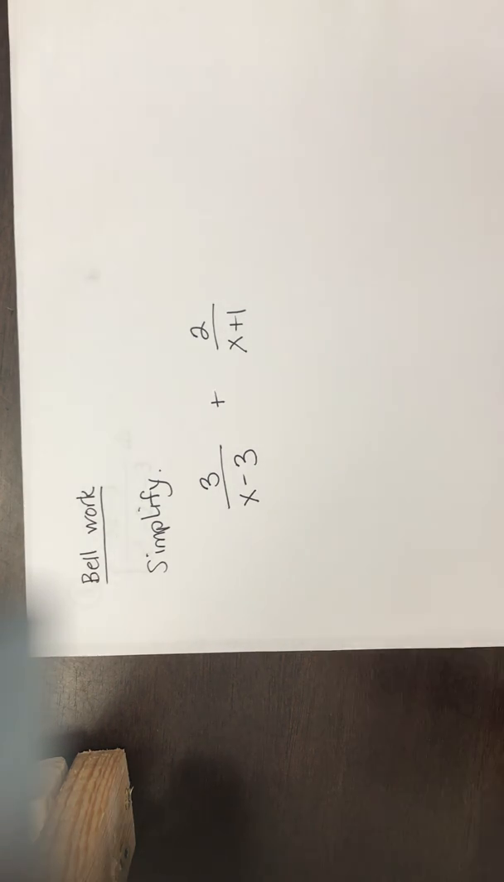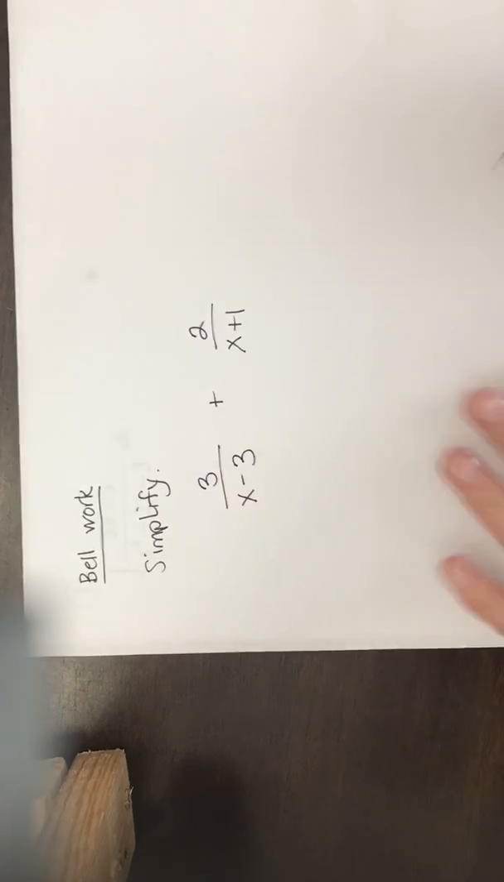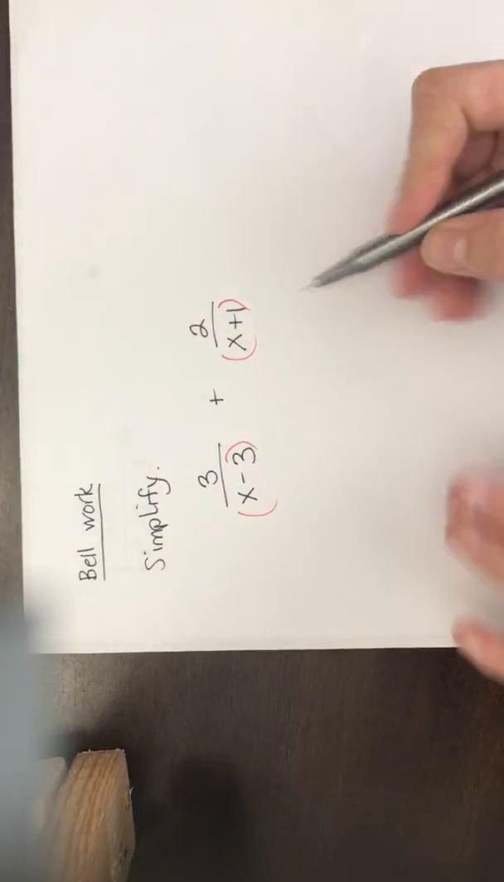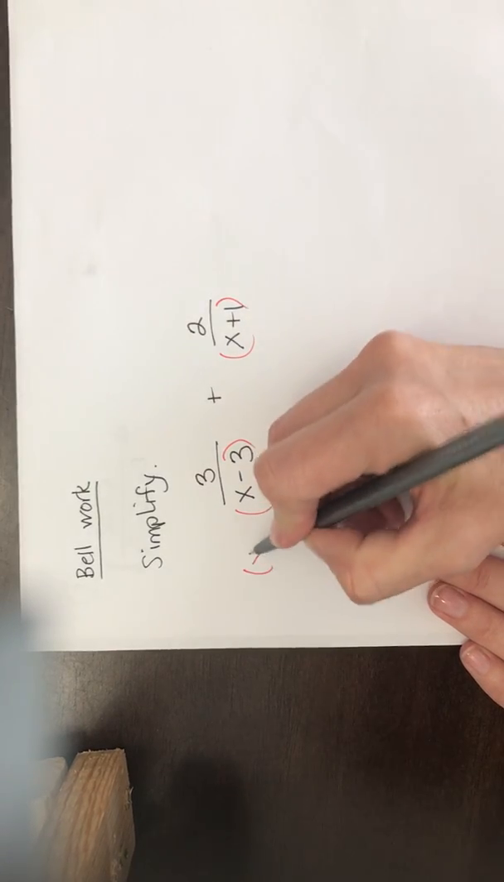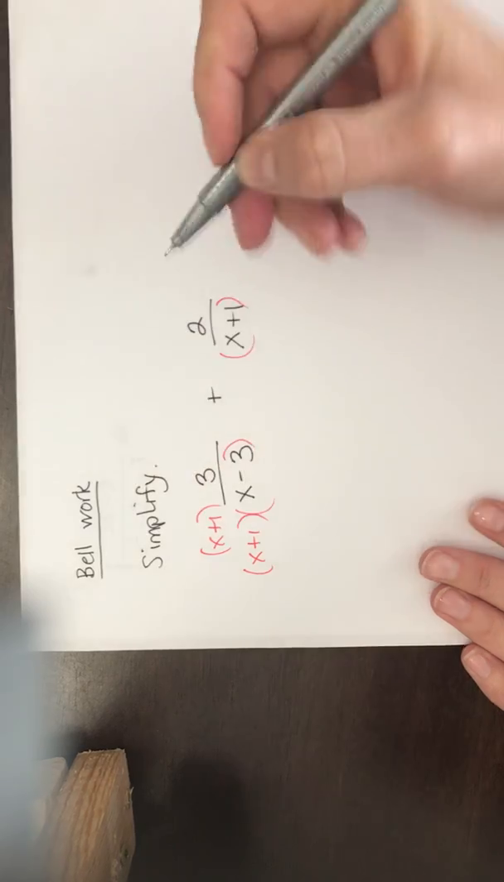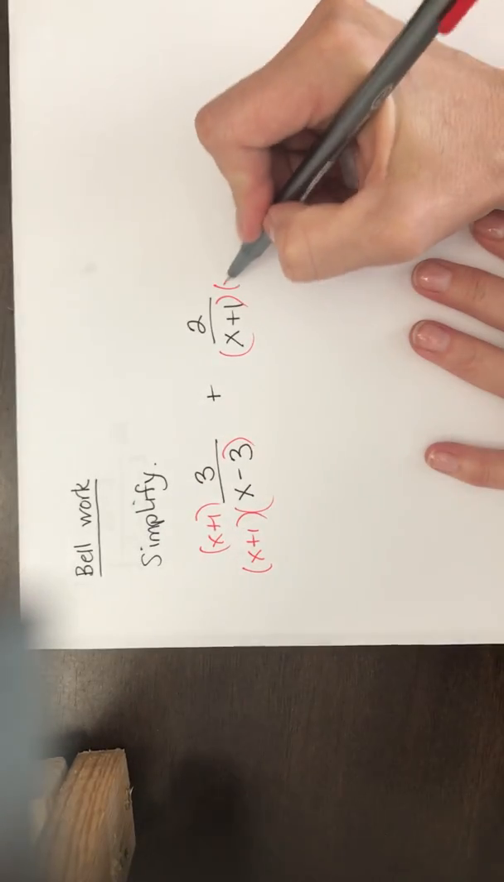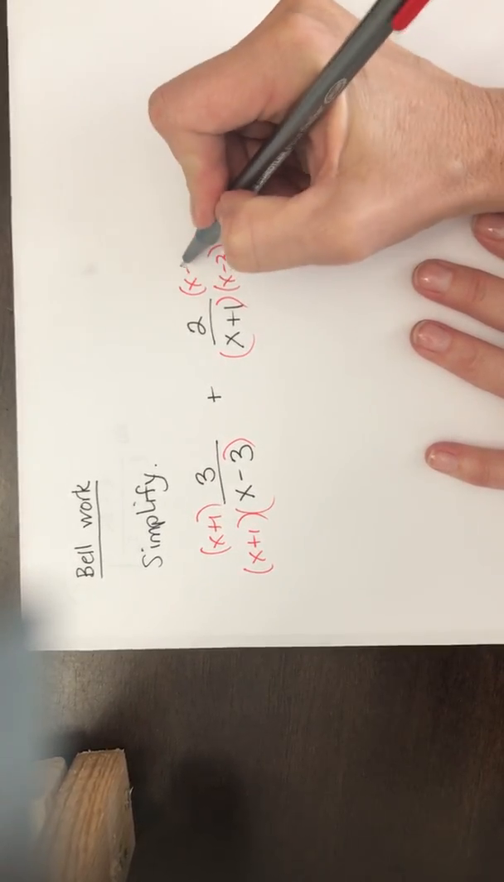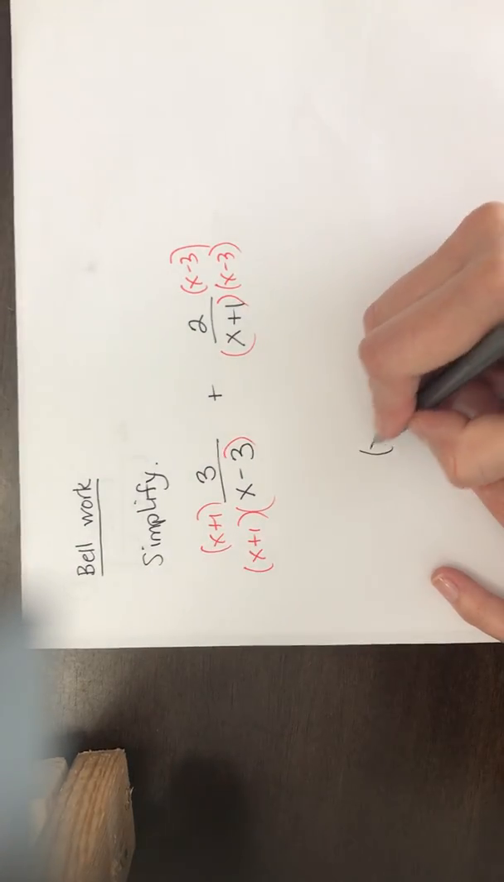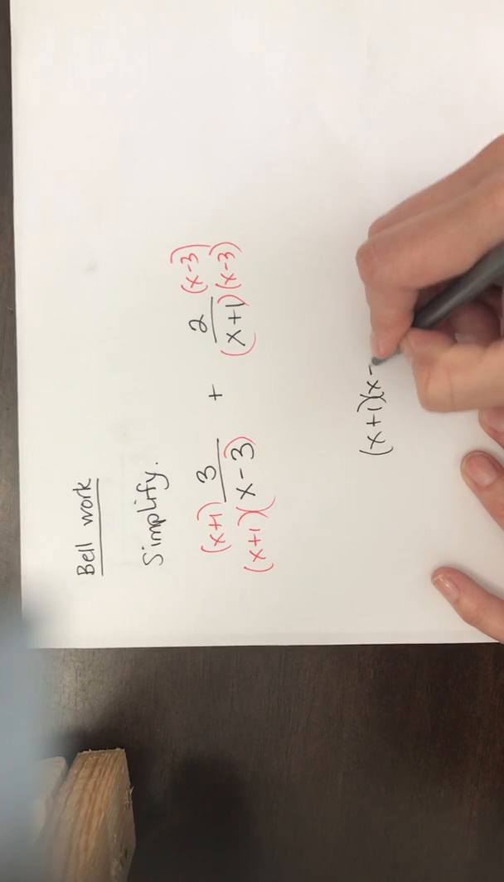Okay, if I said simplify and you're adding, then you would know, hopefully, you need a common denominator. So we've done this many times. Multiply this guy by that guy. And of course, whatever you do to the bottom, do the same thing to the top. Multiply this guy by that guy, x minus 3. Do the same thing to the top. And now you have the common denominator that you need. Keep your common denominator, x plus 1, x minus 3.